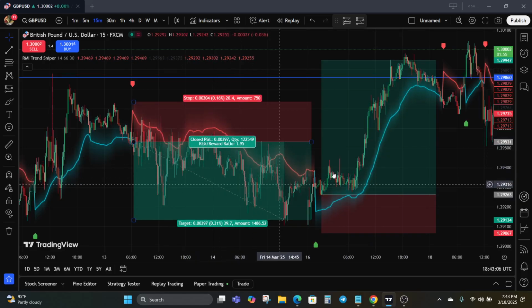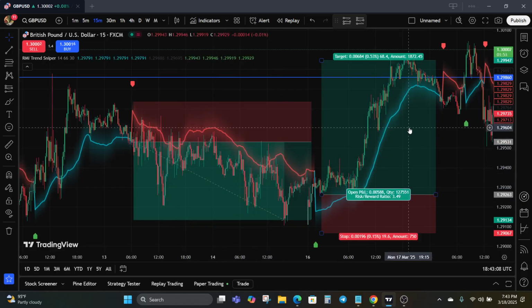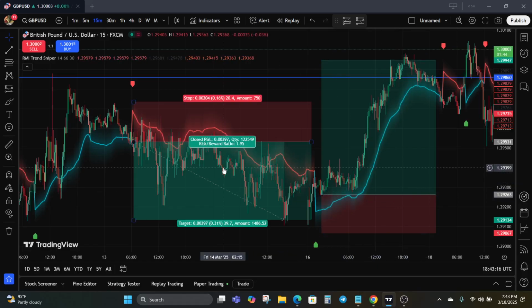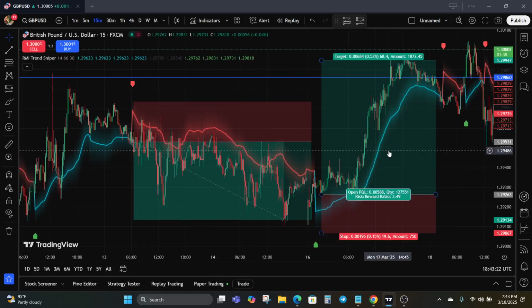And if you notice, the risk to reward ratios were quite good. You can see this particular one, the risk to reward ratio is about 1 to 3.49, and this one is about 1 to 1.95. So this one is almost 1.2, and this one is above 1.3. All right, so ensure that you always have good risk to reward ratios when you want to enter a trade.